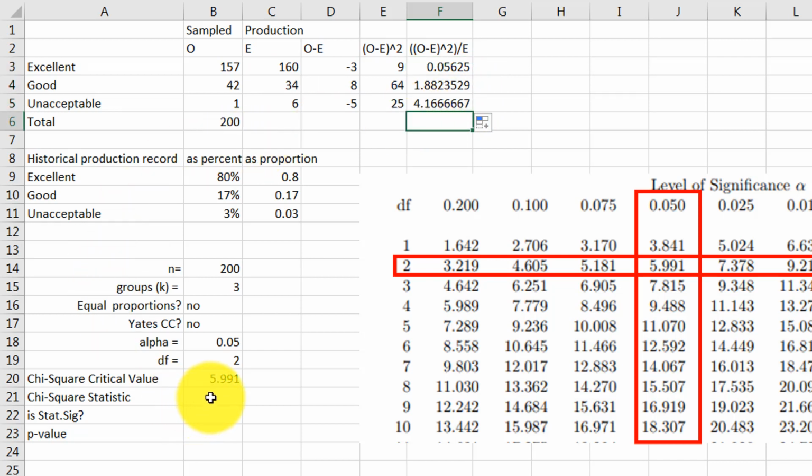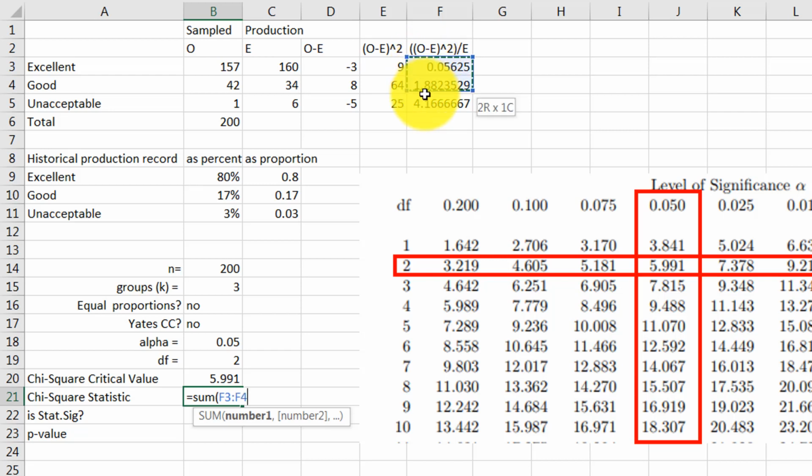From here, I'm going to jump down to B21, where I have a little spot to write in the chi-square statistic. In order to get that, we're going to start with an equal sign. We are going to sum, and we are going to add up all of those little contribution values we have up in F3 through 6. Close my parentheses. I'm sorry, F3 through 5. Close my parentheses, and it's going to tell us our chi-square statistic is 6.1 and additional values.